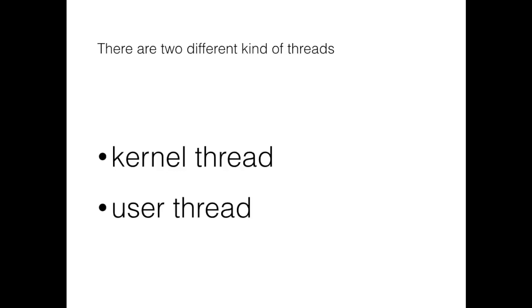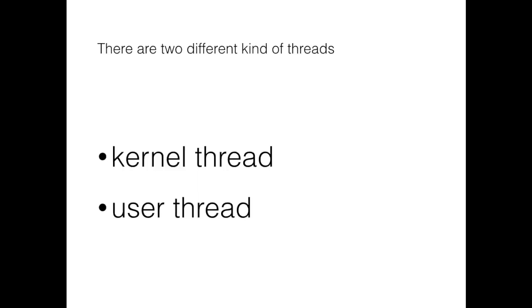Now there are two different kinds of threads. One is a kernel thread and the other is a user space thread, or a user thread. Kernel threads are part of the operating system, while user space threads are not implemented in the kernel. The user space threads can be seen as an extension of function concepts in programming languages.